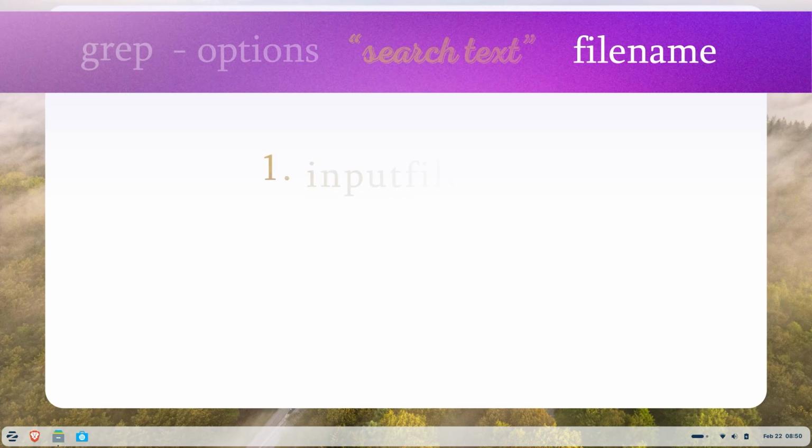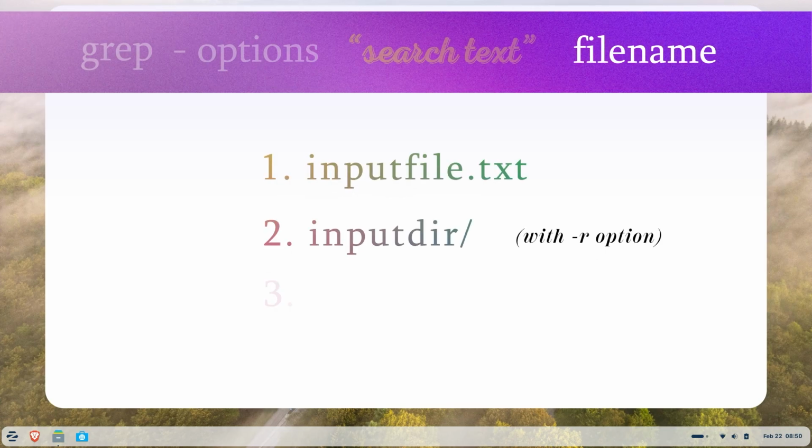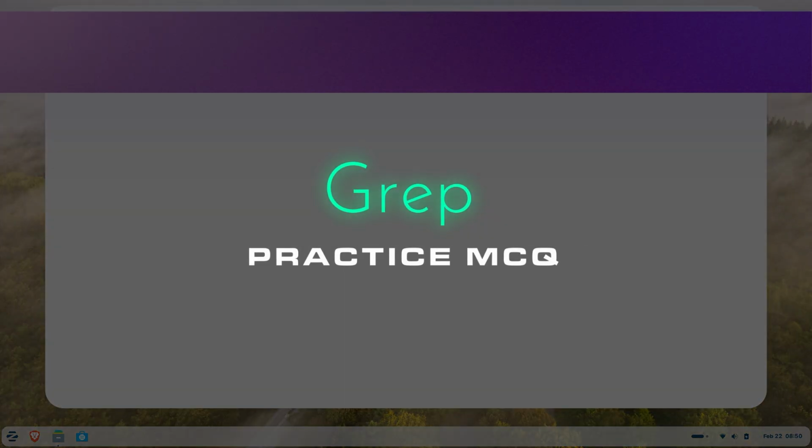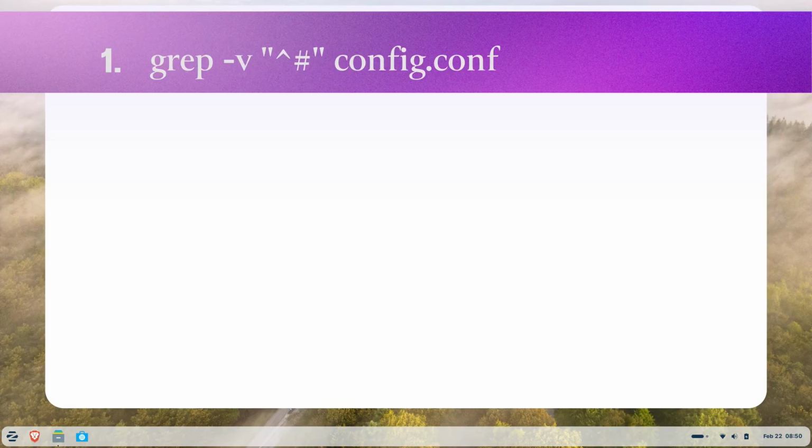Alright, now the last component is the input file. Here you can give the exact file name, or a directory with star to include all the files or directories inside. Also, that was all about the grep command syntax. Now let's quickly do an exercise to check your understanding. We'll go through some common real-world use cases of the grep command and try to understand what the command actually means. Here's the first grep command.